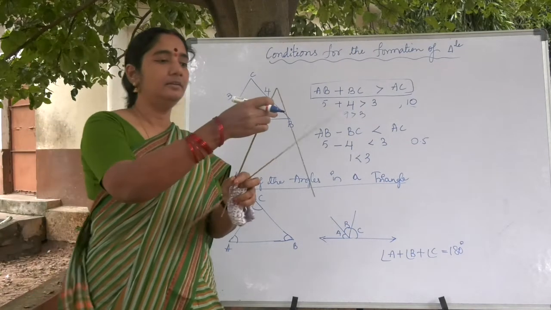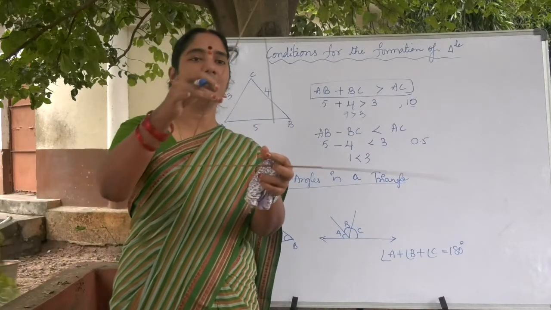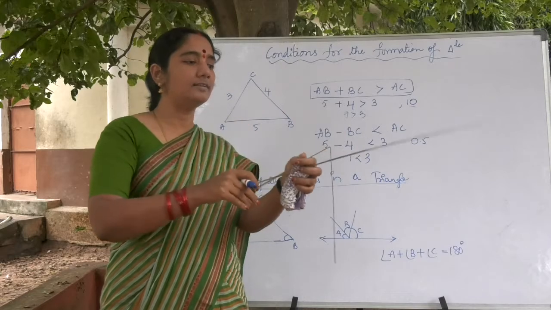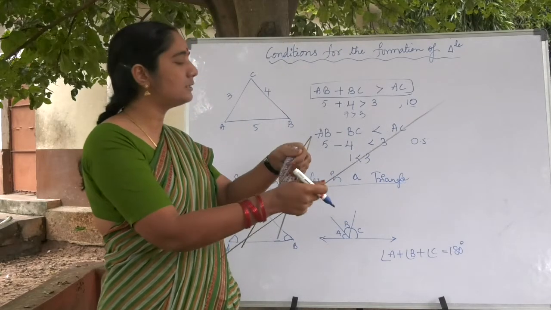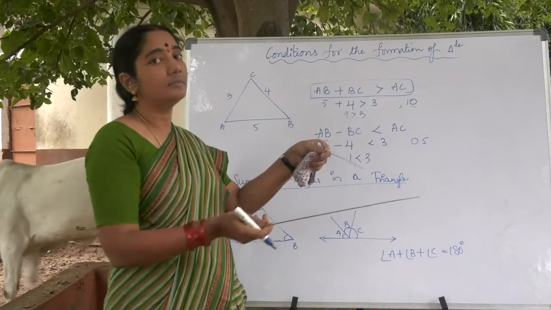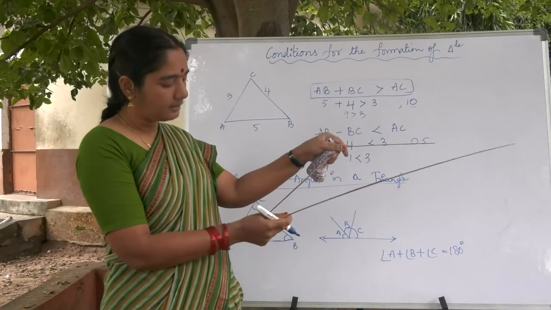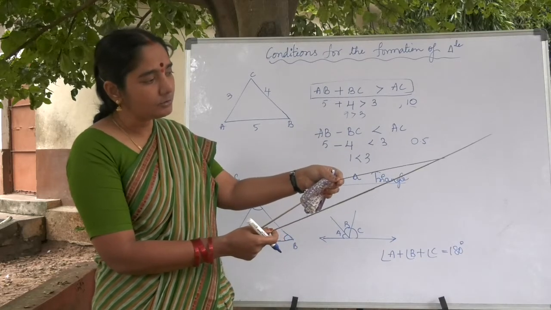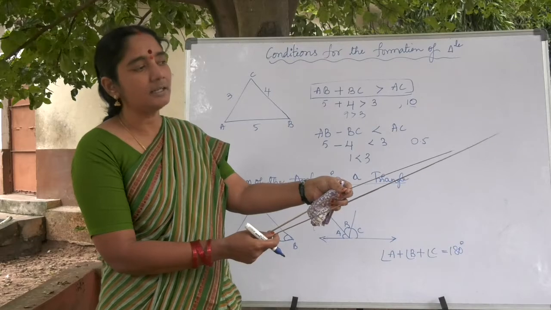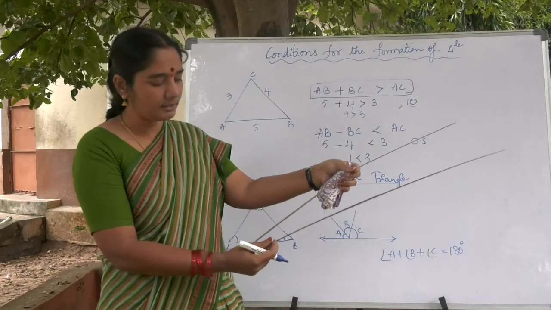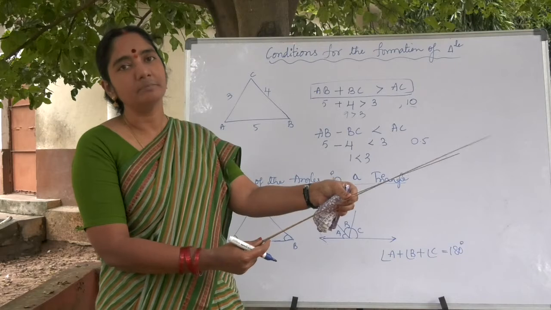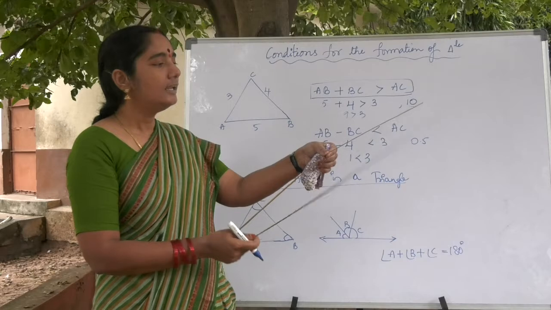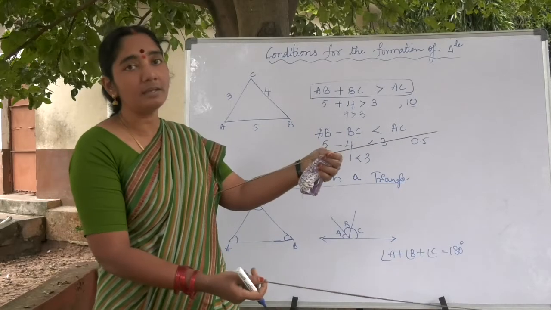For example, in this particular case, these are the two sides. When we are adding these two sides, the sum of these two sides must be greater than the third side. For example, the sum is what you get if you make the two sides straight. If this is 5 units and this is 4 units, if you are making it straight, 5 plus 4 becomes 9.